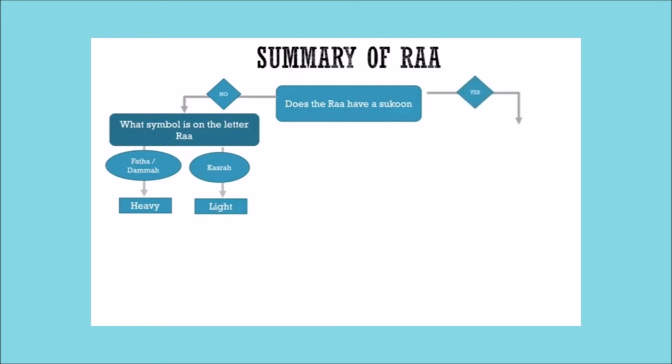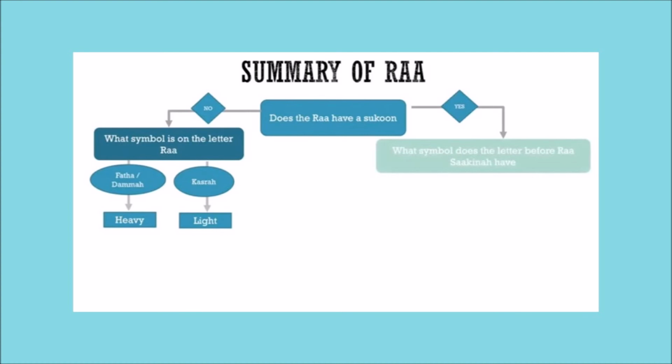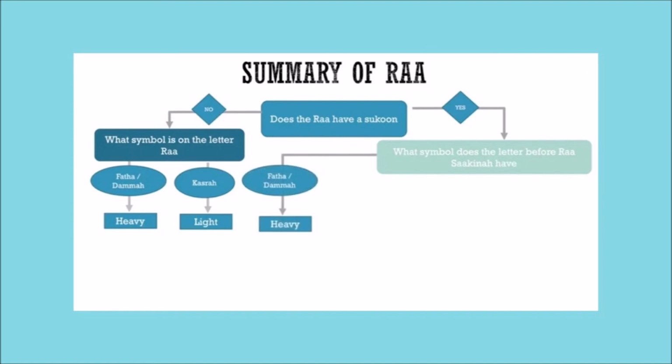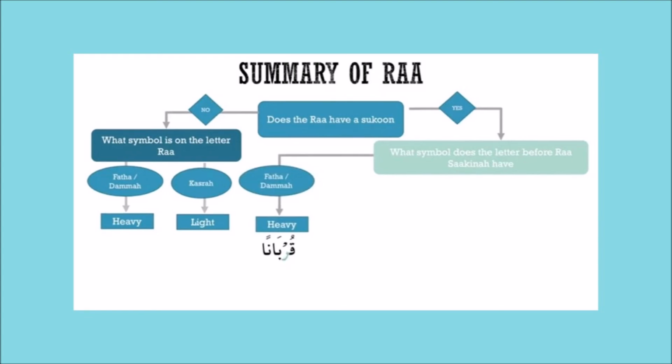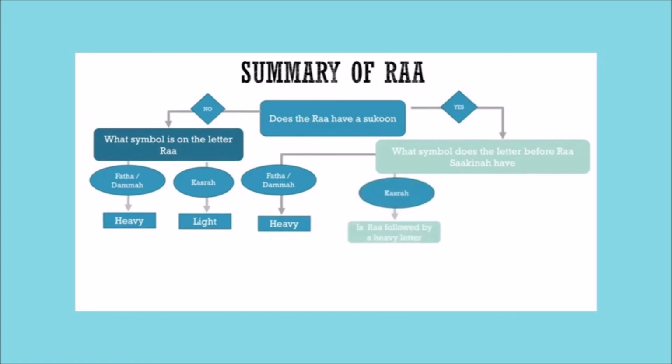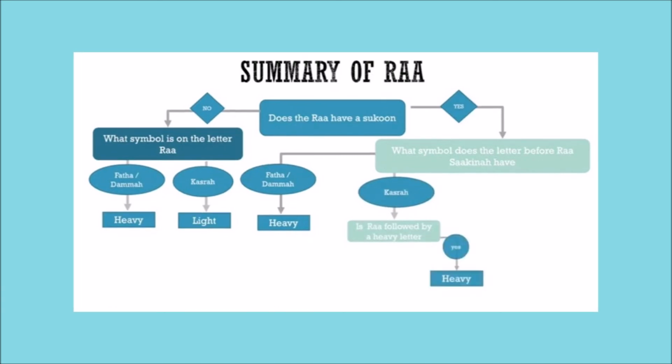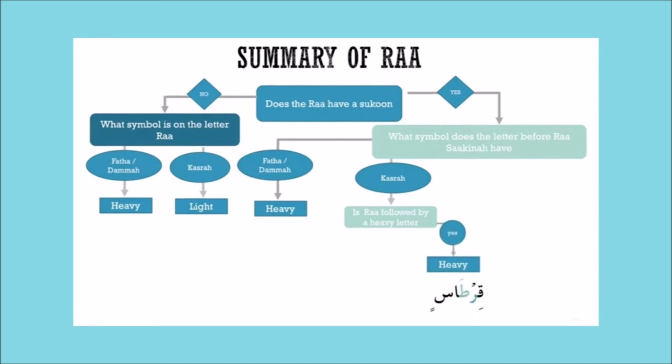If the answer to the question, does the Ra have a sukoon, is yes, then we will have a look at the symbol before the Ra sakina. If the symbol before the Ra sakina is a fatha or dhamma, then the Ra sakina will be read heavy. Example, qurbanan. If the symbol before the Ra sakina is a kasra, then we will ask the question, is the Ra followed by a heavy letter? If the answer is yes, then we will read the letter Ra heavy, as the example, qirtasin.